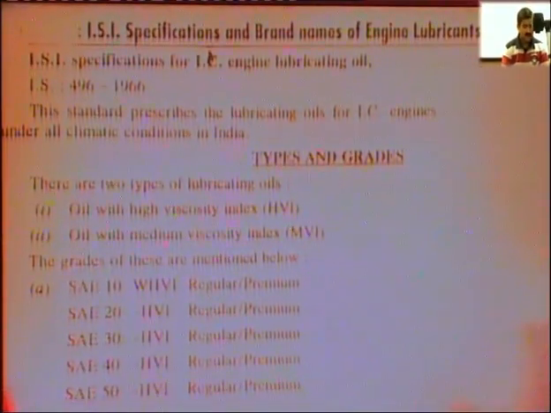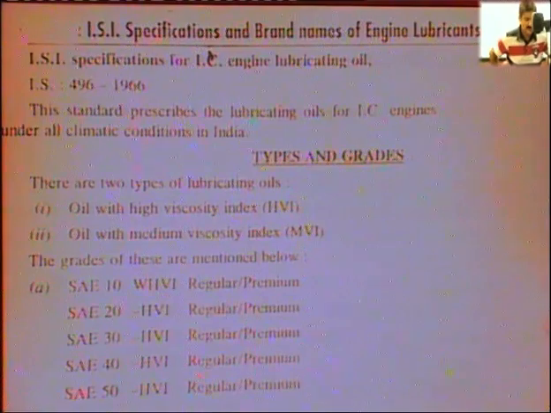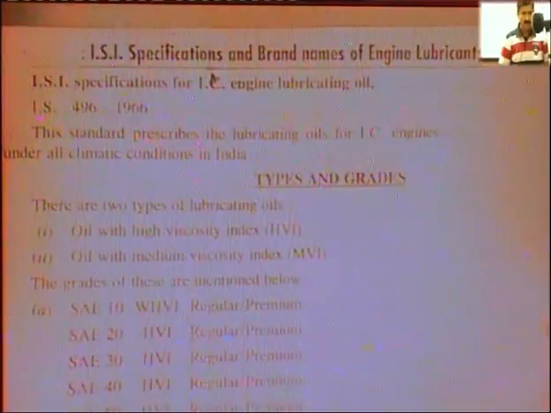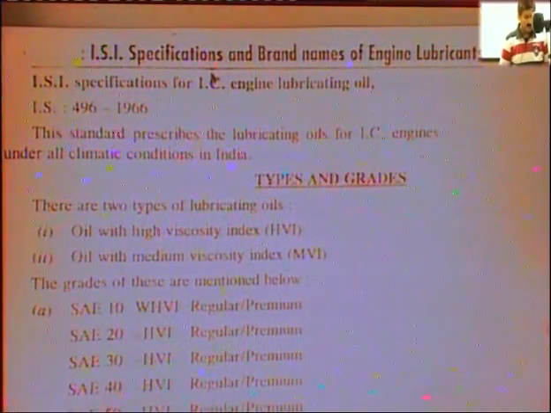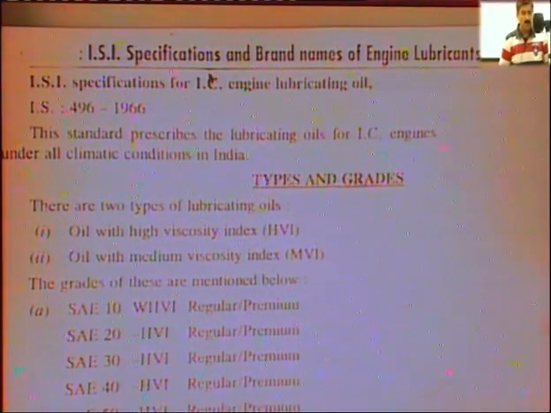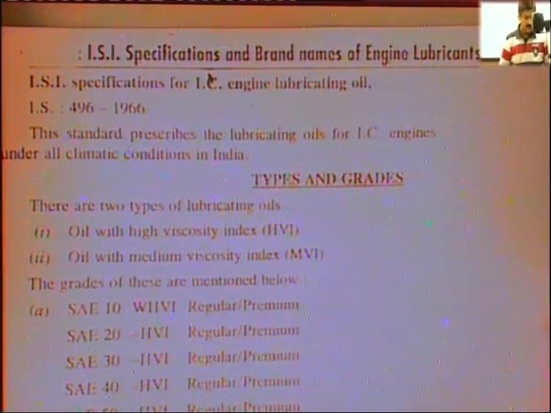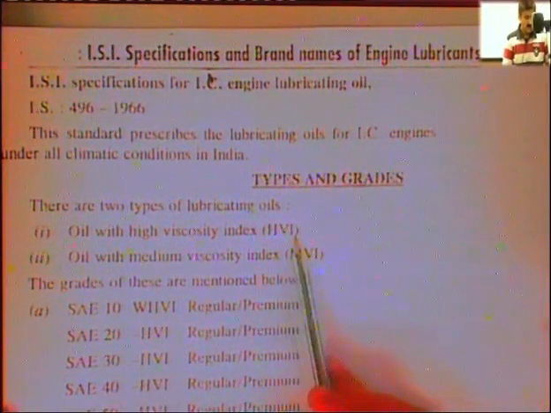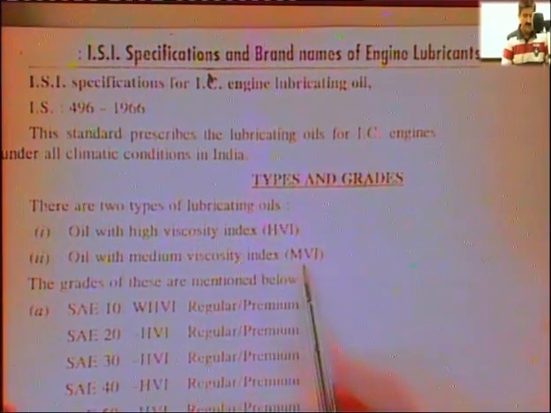Next, there are some ISI specifications and brand names of engine lubricants. ISI specifications for IC engine lubricating oil are according to IS Indian Standard 496 of 1966, and these standards describe the lubricating oil for IC engines under all climatic conditions in India. There are different types of grades, and these are classified into oils with high viscosity index, written as HVI, and oils with medium viscosity index, written as MVI.